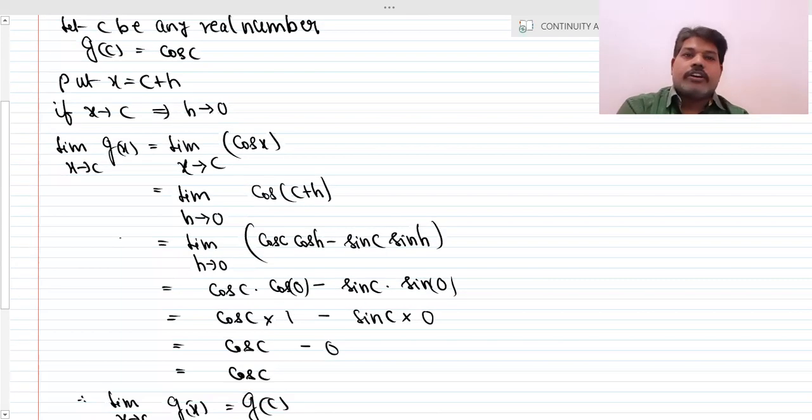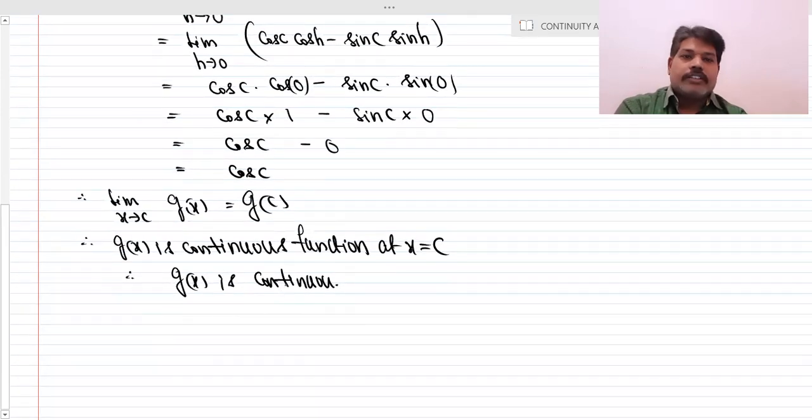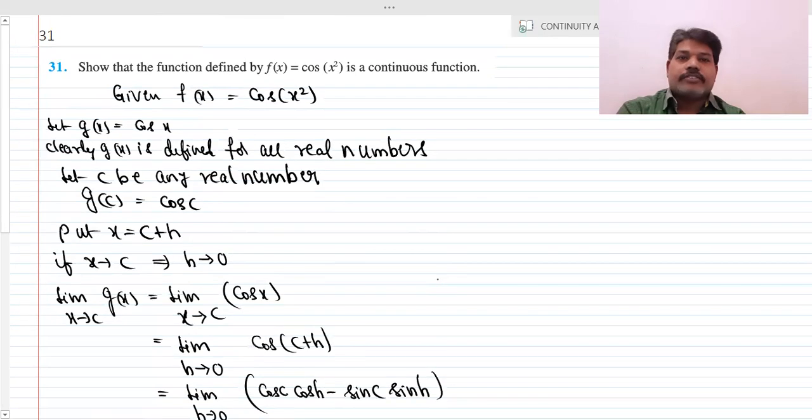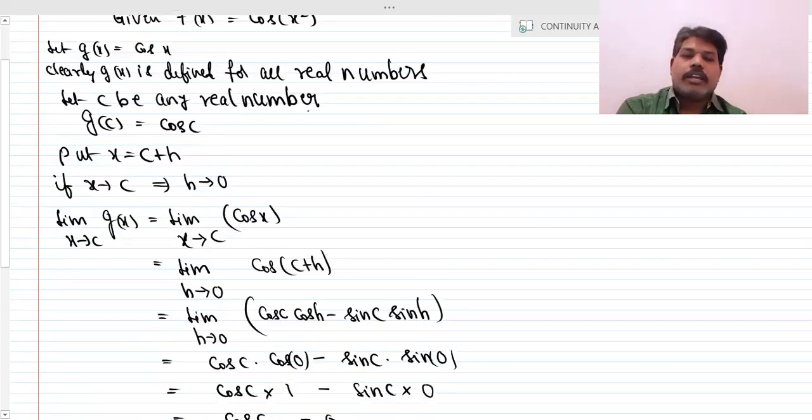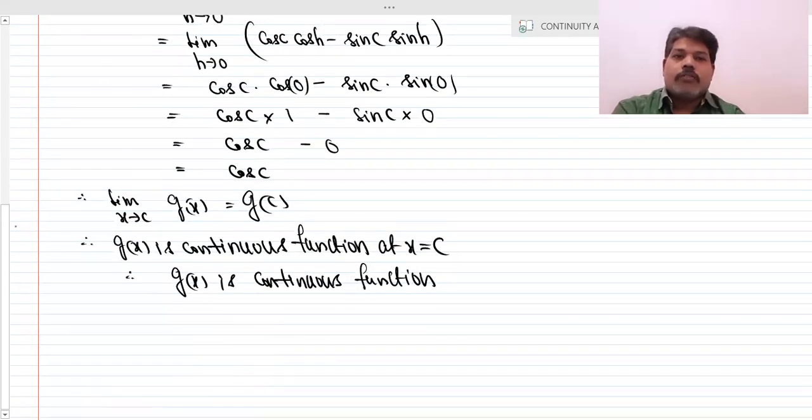So g of x is a continuous function. First I am taking g of x. Next, what is the condition? You have to prove that x square. Already you know that a polynomial function is continuous. So here we have proved that one also.